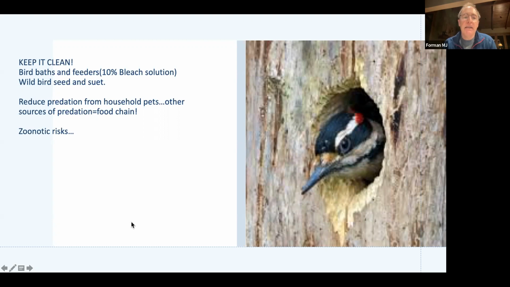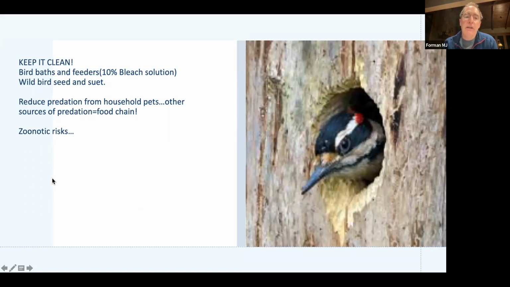As I mentioned, keeping your seed clean, and also seed that is below your feeders, because that's a really big source of contamination, because what do birds do while they're eating? They poop. Same goes with your suet. Birds can contaminate that as well.